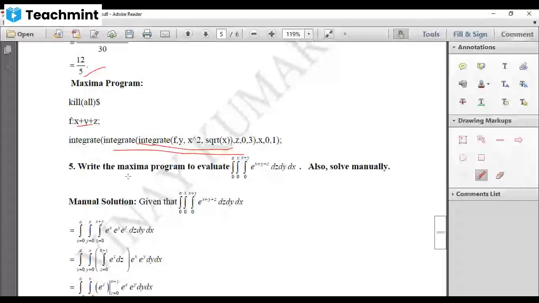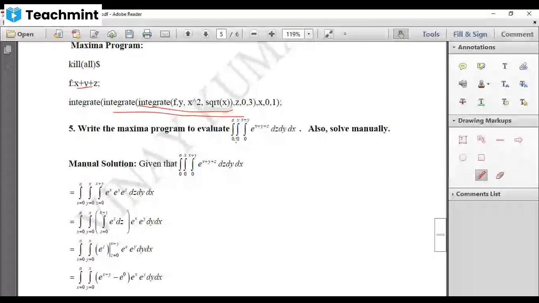Now let us see one more example. Integral from 0 to a, integral from 0 to x, integral from 0 to x plus y, e to the power of x plus y plus z, dz, dy, dx. So here, first you have to integrate with respect to z. Therefore, this is the limit for z. Next, you have to integrate with respect to y. Therefore, this is the limit for y. And lastly, this is the limit for x.